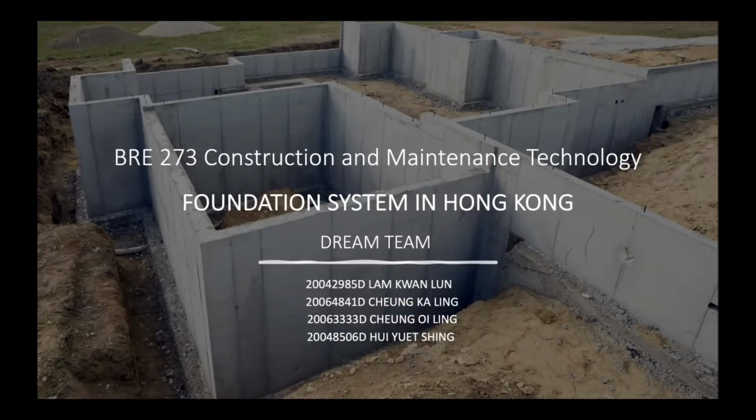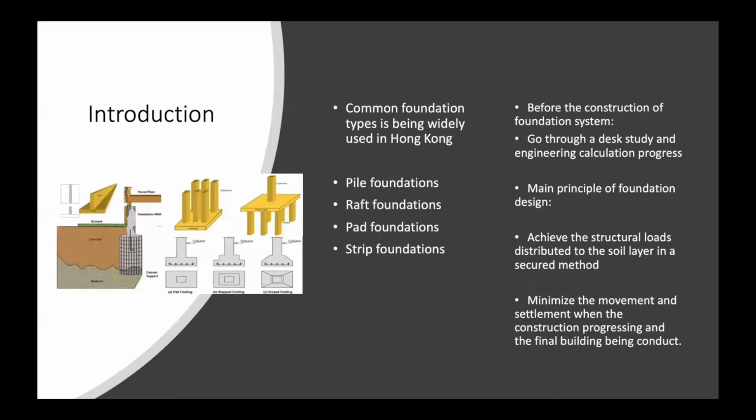Our topic today is the foundation system in Hong Kong. This is our content page. For the introduction, there are some common foundation types widely used in Hong Kong, such as pile foundation, raft foundation, pad foundation, and strip foundation. The engineers should go through in-depth study and calculation before the construction.